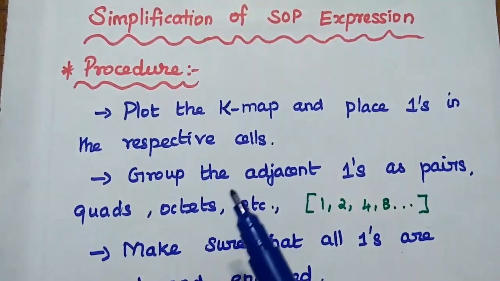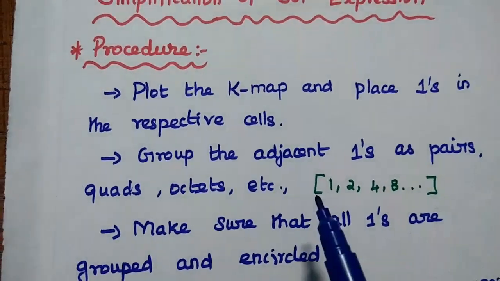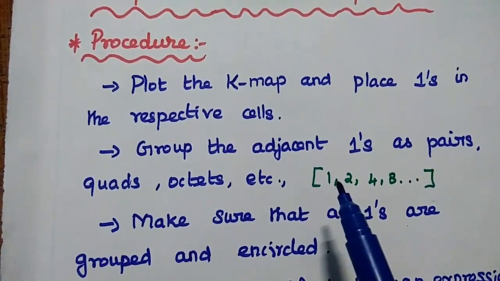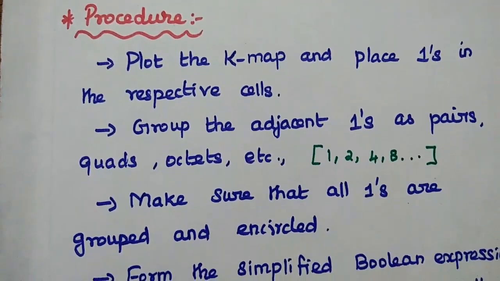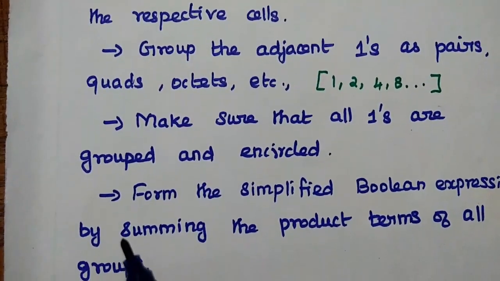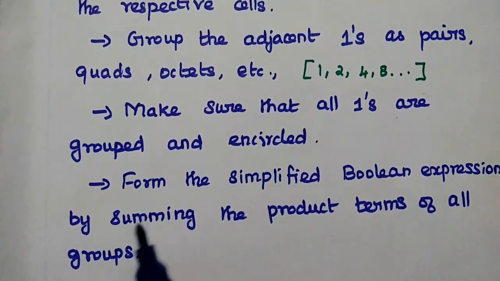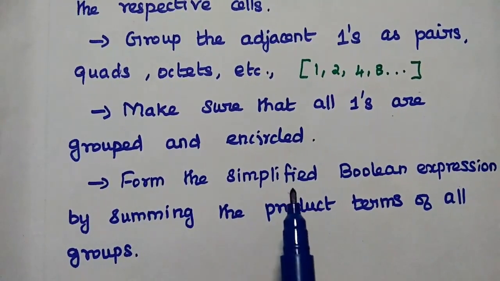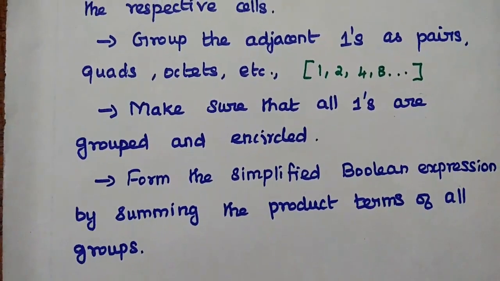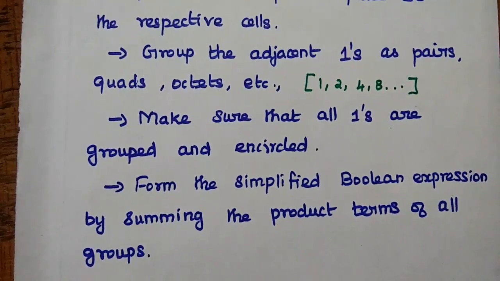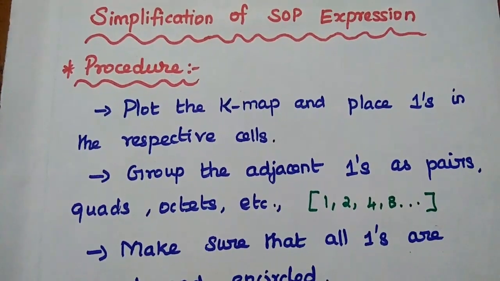After that, we have to group the adjacent ones as pairs, squads, octets, etc. So we are going to group the ones like this. It can be 1, 2 ones or 4 ones or 8 ones like that. Then we have to make sure that all ones are grouped and encircled. Finally, we have to form the simplified Boolean expression by summing the product terms of all ones. So these are the steps to be followed for the simplification of SOP.